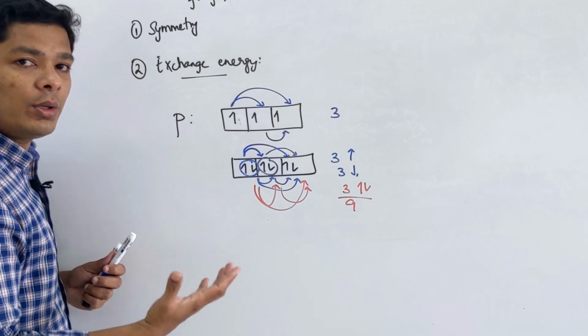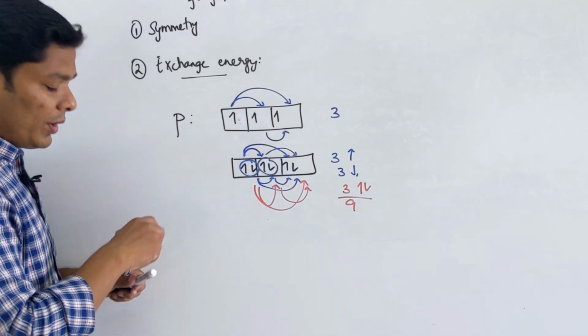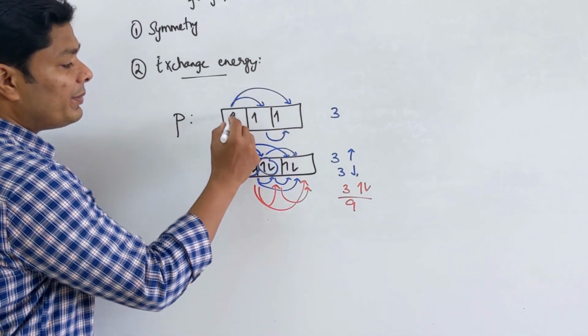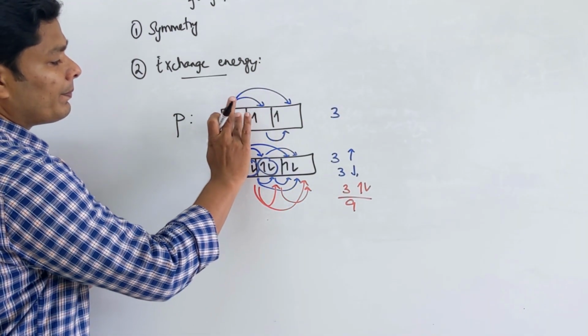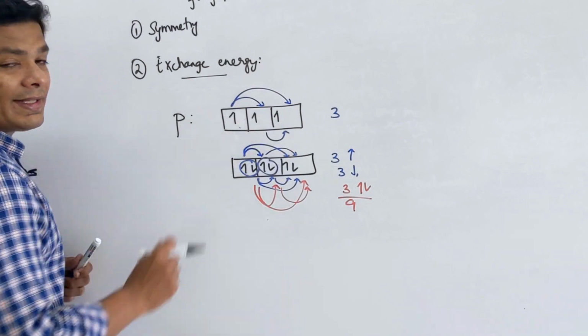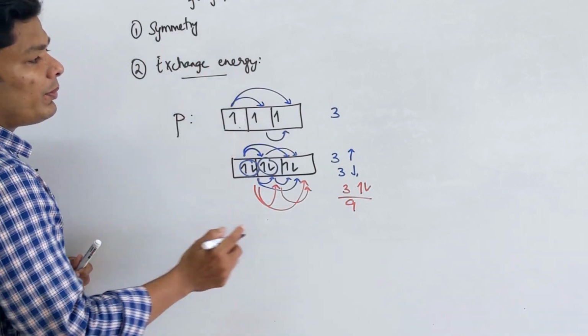Symmetry is extremely good in nature. The human body is symmetrical. So this is more symmetrical than this. Hence half filled is more stable than the rest. Okay, so this is how you want to remember.